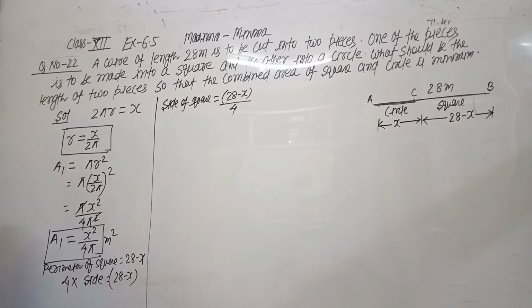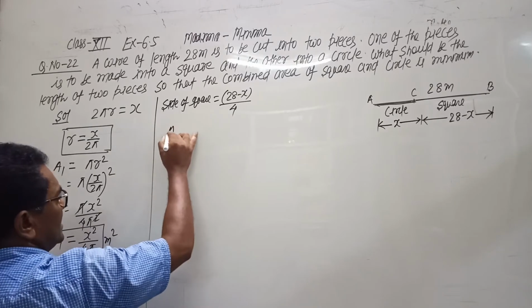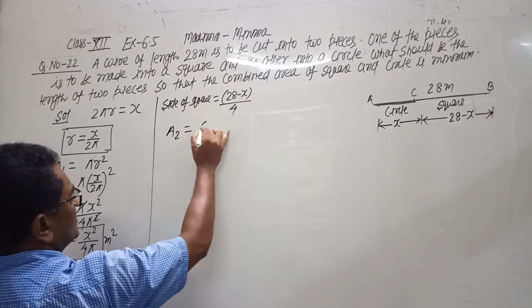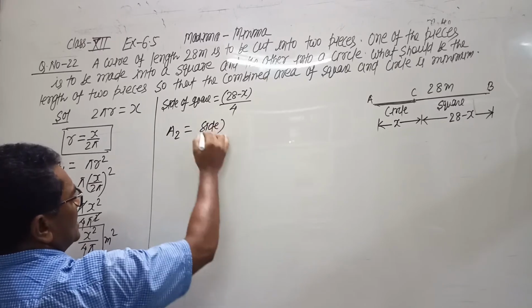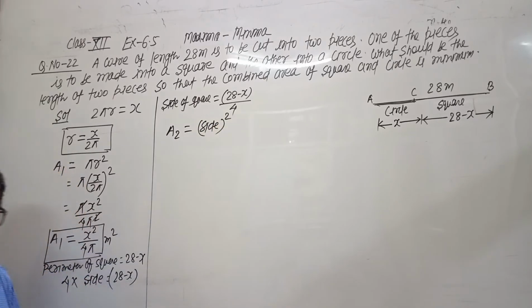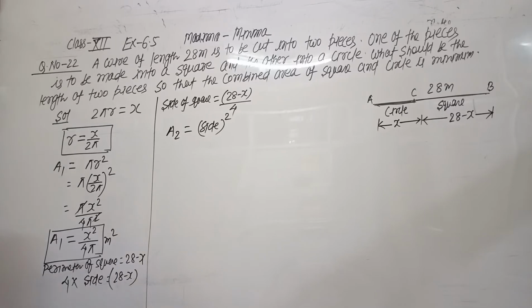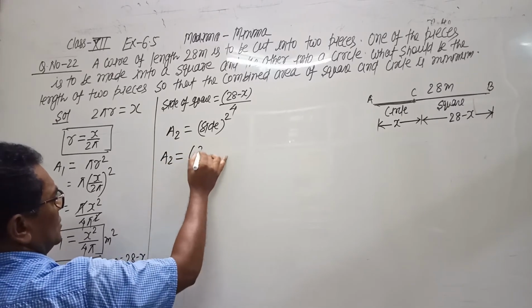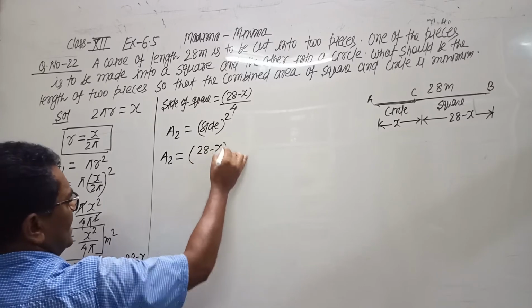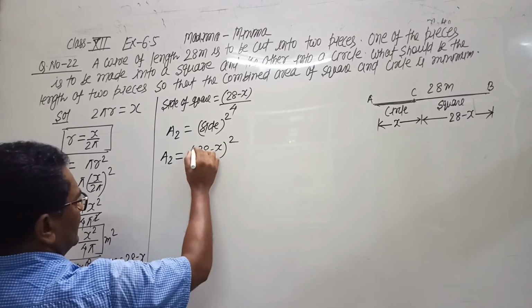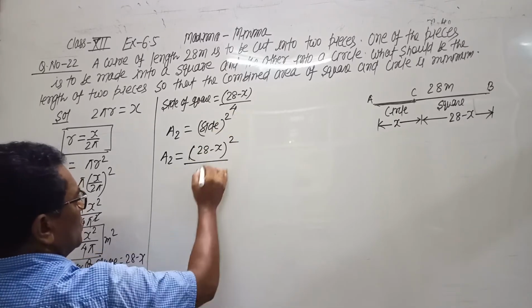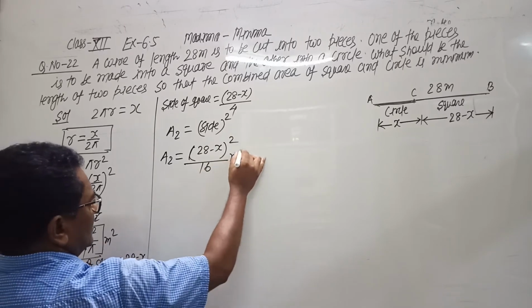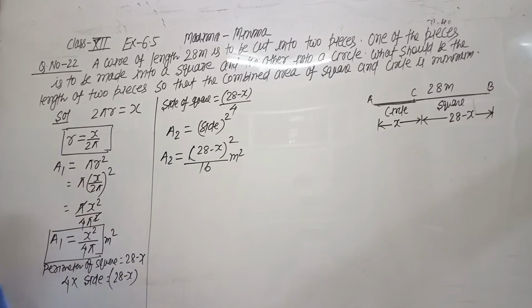Let A2 be the area of the square. The formula for the area of a square is side square. So we get A2 equals 28 minus x the whole square upon 4 the whole square, that is 16, meter square.